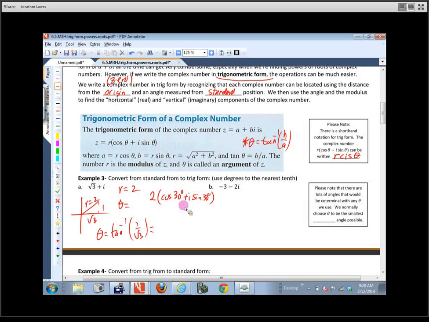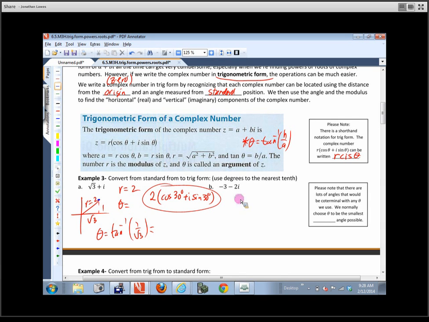So hopefully you see some similarities here. Notice the cosine has something to do with how far we go in the horizontal direction, the real direction. The sine has something to do with how far we go in the vertical direction, the imaginary direction. It's kind of like just working with a vector. And that's the scalar that sits out front. So we've successfully converted that. And think of it this way. We turn to an angle of 30 degrees and go out 2 units. And that's where that point would be located. Okay, any questions?